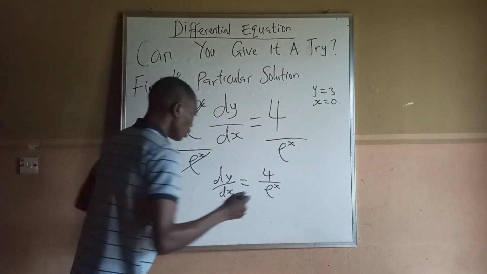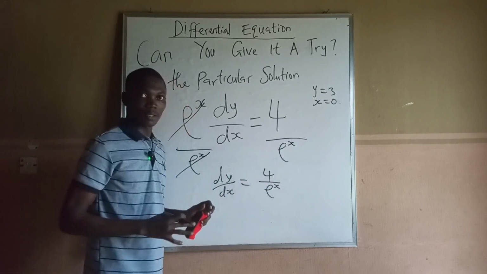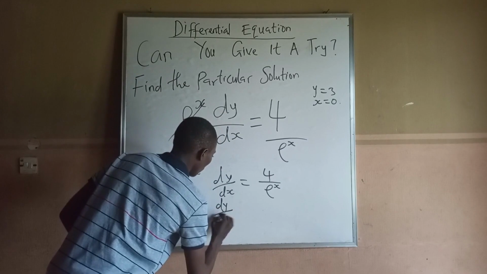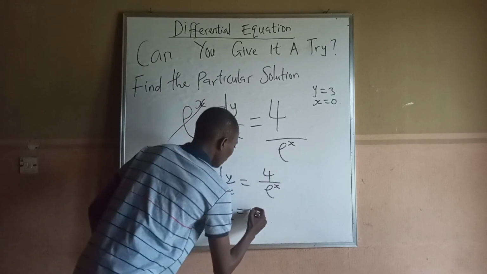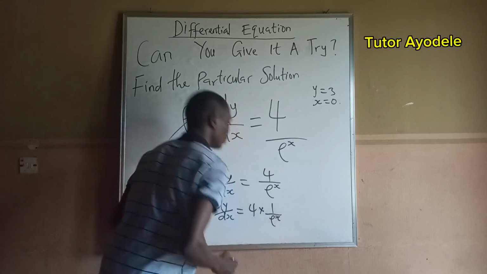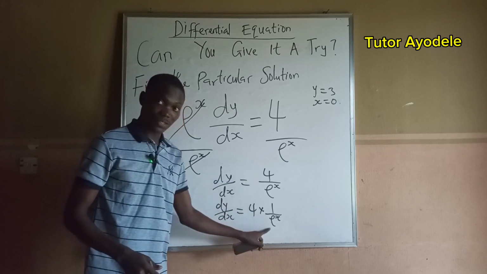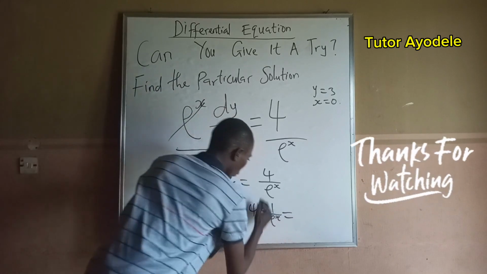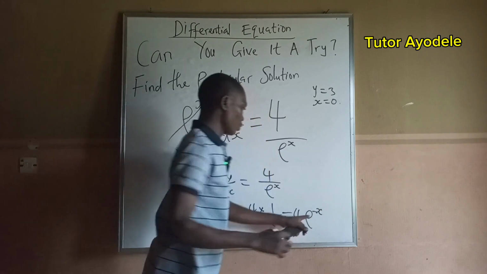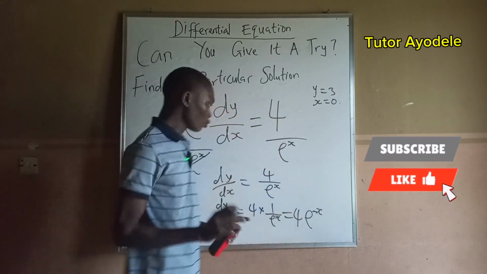But before we integrate, I would like to simplify this further. We have dy/dx equals 4 times 1 over exponential x. Do we believe that? Because 4 times 1 will still give me 4, which is the same thing as this over this. This is also equal to 4 exponential raised to the power minus x. Take note of that.